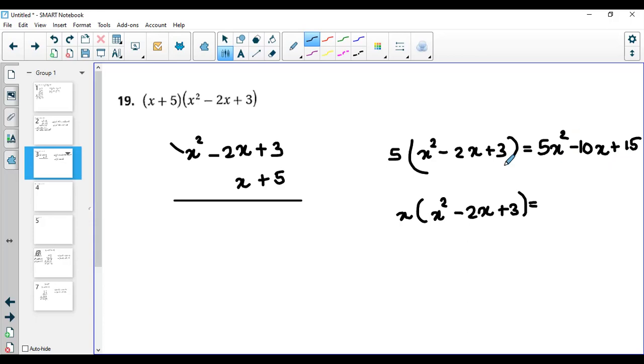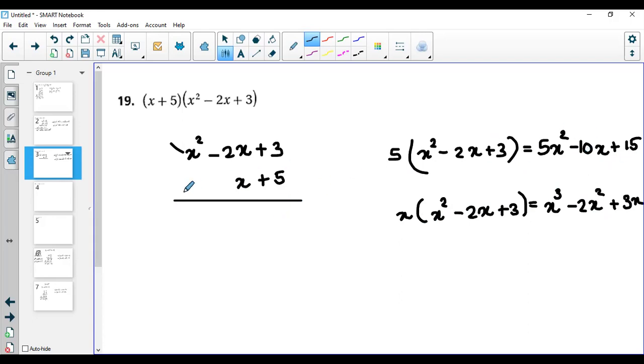Now moving to the next one. X multiplied by x squared will give me x to the power of 3. Minus x multiplied by negative 2x will give me negative 2x squared, right? Then x multiplied by 3 will give me a plus 3x. Okay, let me write down the answers now.